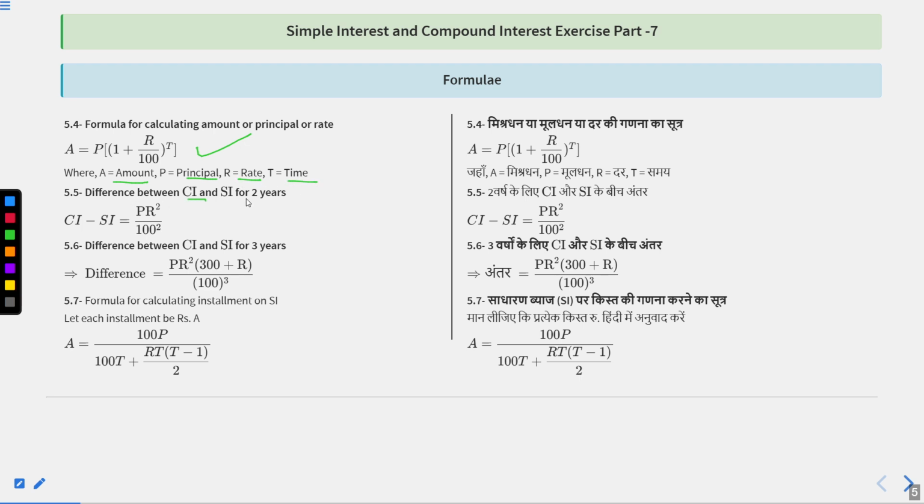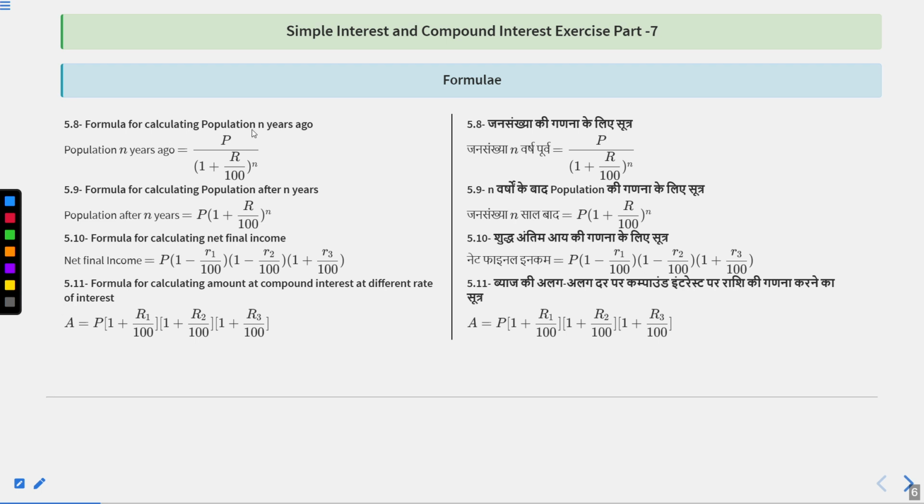Difference between compound interest and simple interest for 2 years. We can directly calculate it by this formula: PR square upon 100 square. In the same way, the difference between compound interest and simple interest for 3 years will be PR square in the bracket 300 plus R upon 100 cube. Now the formula for calculating installment on simple interest. So let each installment be A. So the formula will be 100P upon 100T plus RT in the bracket T minus 1 by 2. Next.